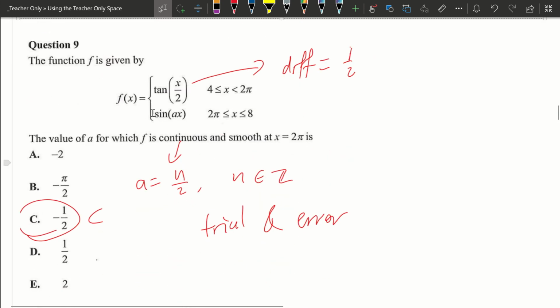Question 9. I have a hybrid function, tangent x over 2, and there's a domain. And then you have a sine function. There's a constant a unknown, and then there's a different domain. The value of a for which f is continuous and smooth.